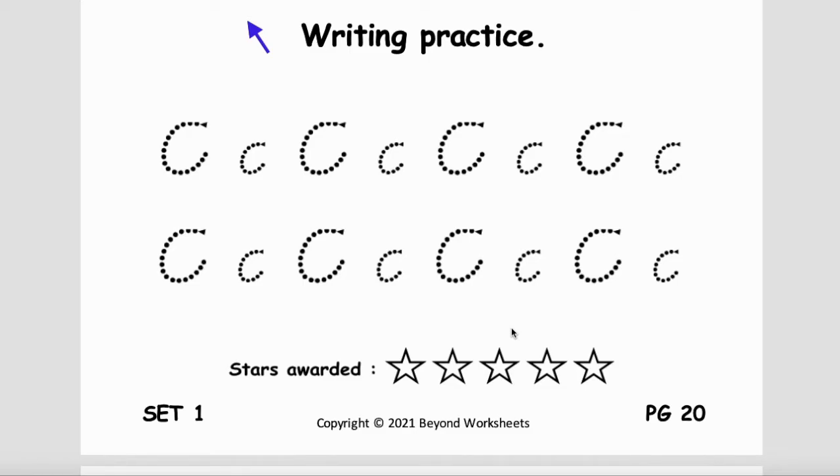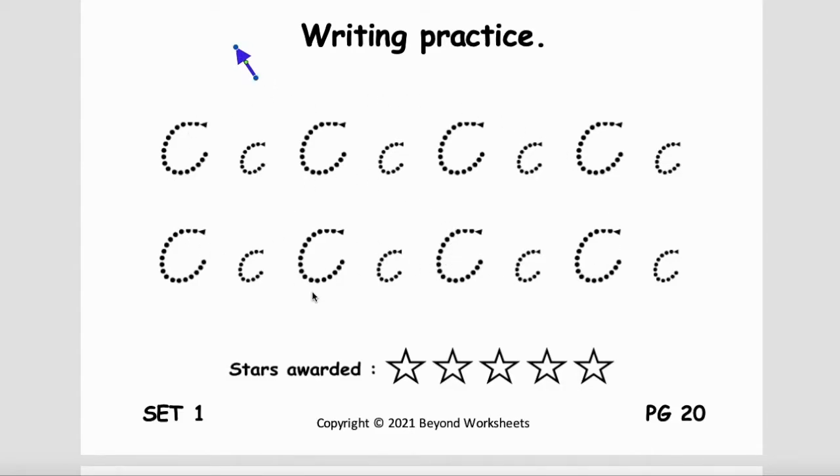Let's do some writing practice. You can use a pencil or a color pencil to write the C. Follow my arrow. You start at the top and go all the way down, following the dotted lines, and stop here. Fantastic! That's our capital C. We start here and go all the way down, following the dotted lines, and stop here. Small c. Excellent!